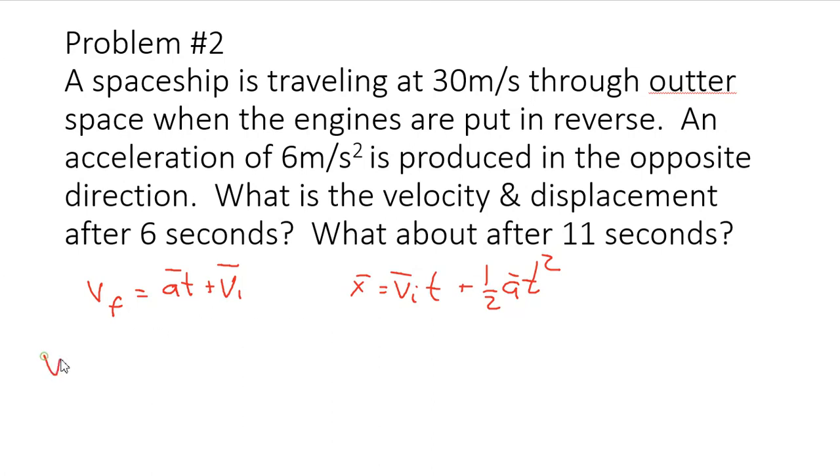So what's final velocity? Final velocity is going to be -6 meters per second squared times 11 seconds plus 30 meters per second. Well, this is going to work out to be -66 meters per second plus 30 meters per second, -36 meters per second.